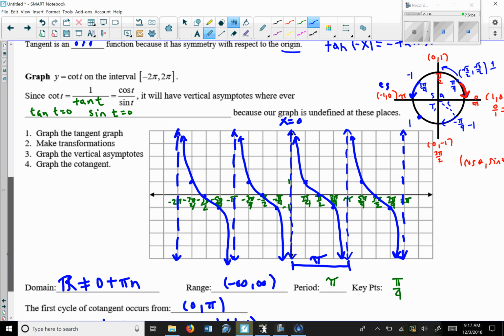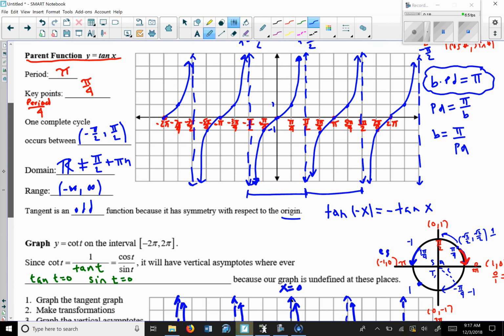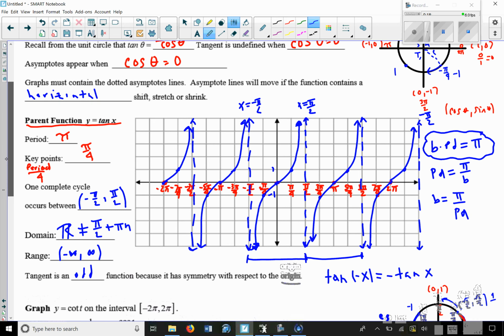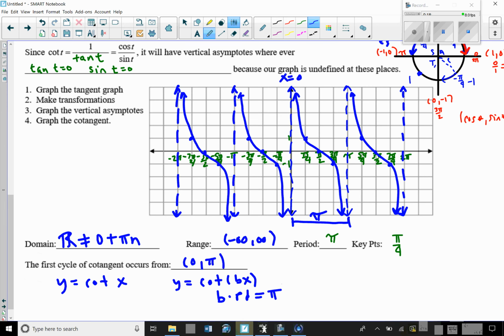So this is our cotangent graph, and this is our tangent graph. So again, the key points to keep in mind are that the key points have changed, and also the period has changed to pi, which changes this equation. So that will do it for this, and we'll go ahead and do some more practice in class.